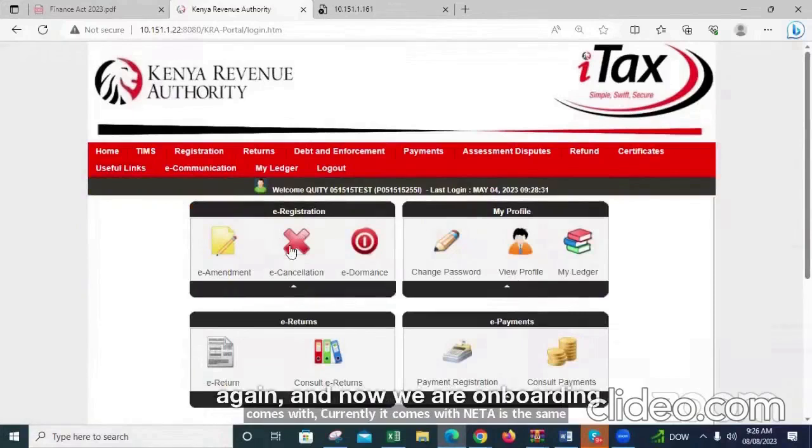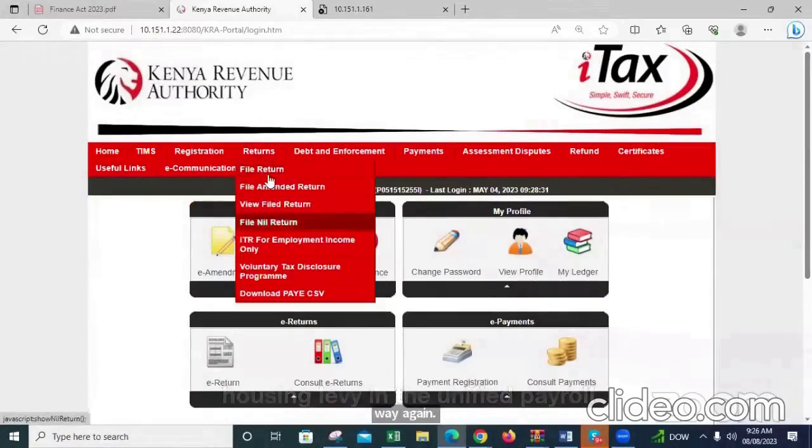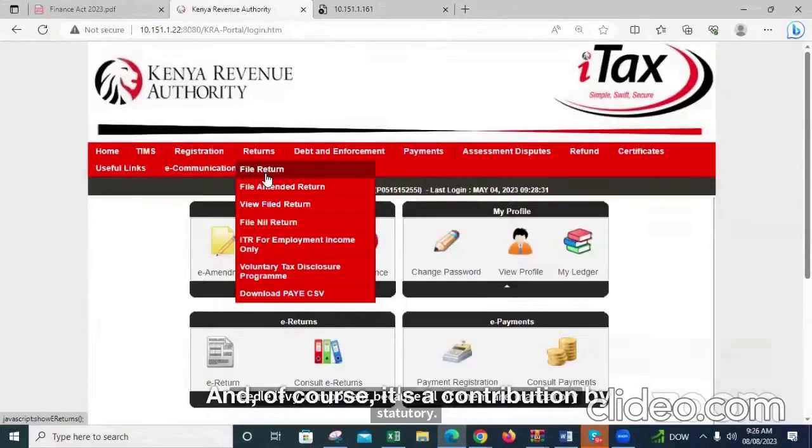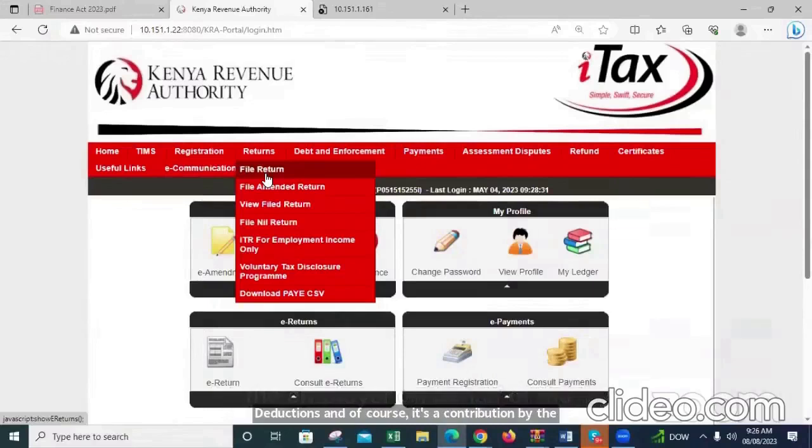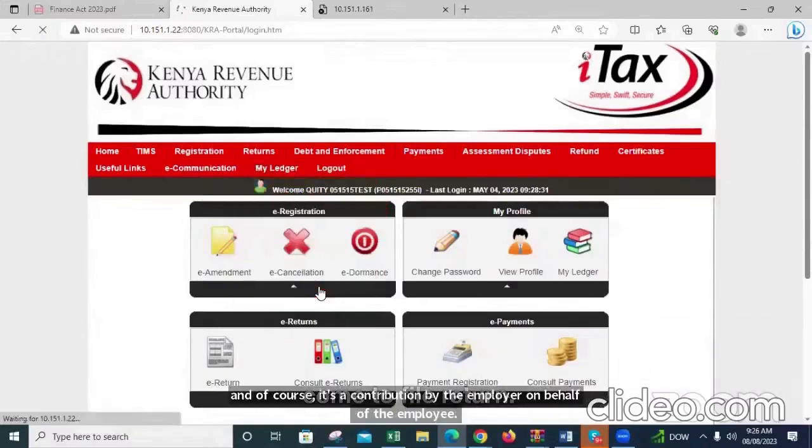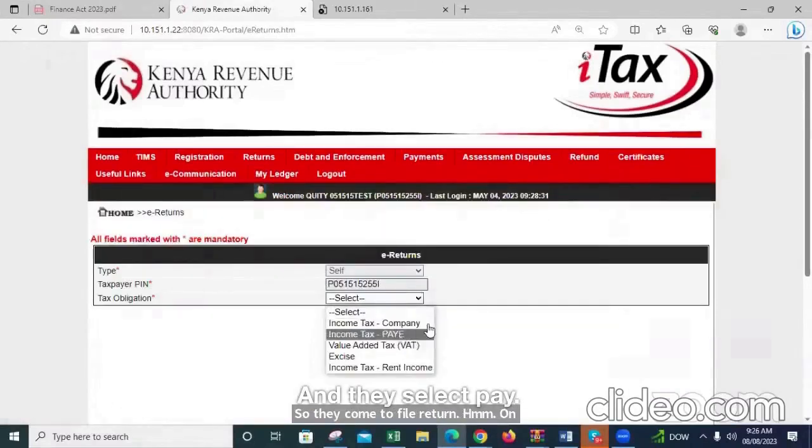is the same way again. Now we are onboarding housing levy in the unified payroll return as a component of the unified payroll return. So currently the unified payroll return will have the PAYE component, the housing levy component, and the NITA levy component, because all of them are mandatory statutory deductions, and of course NITA levy is a contribution by the employer on behalf of the employee. So they come to file return, and they select PAYE.